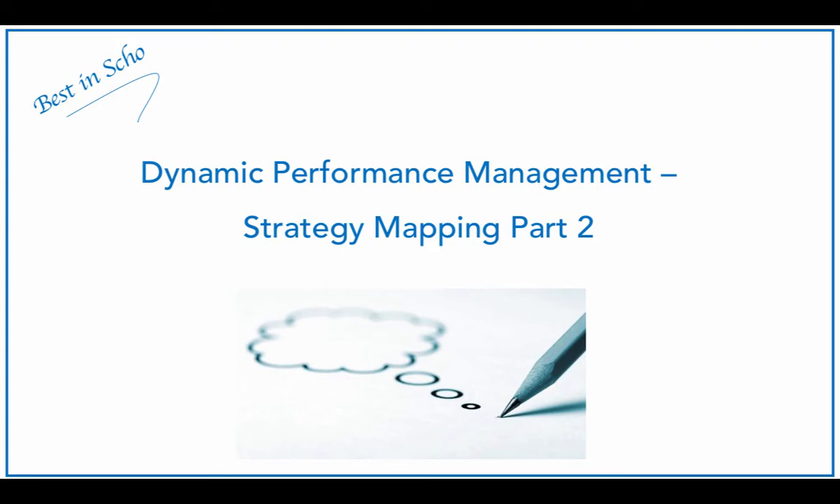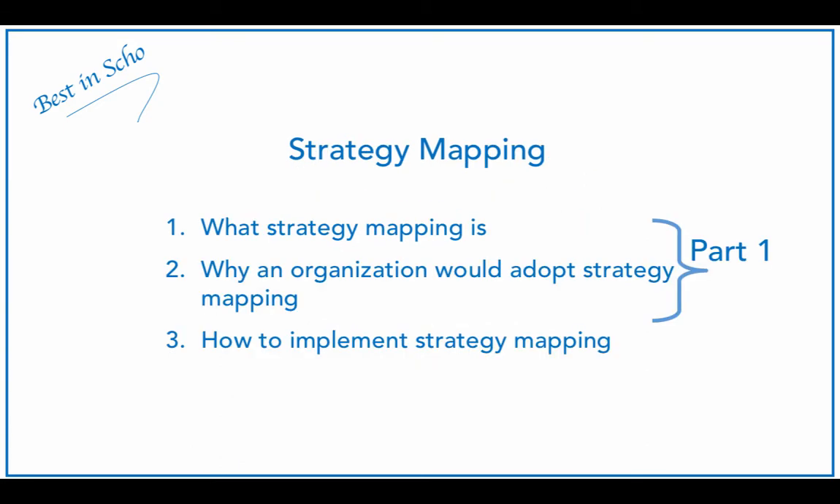Dynamic performance management is a simple and cost-effective approach to getting people and processes to perform where it counts the most. This is critical in achieving objectives, both financial and non-financial. This video, which is part 2 of 2 parts, will focus on the concept of building a strategy map. As a quick review, part 1 covered what strategy mapping is and why an organization would adopt strategy mapping. Part 2, which is this video, will cover how we can actually build a strategy map step by step.